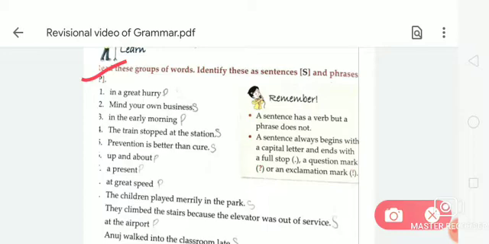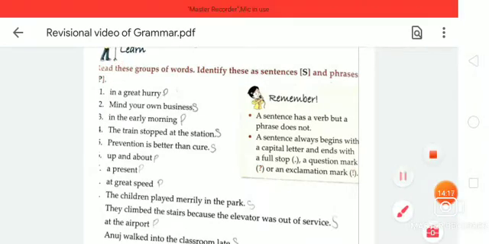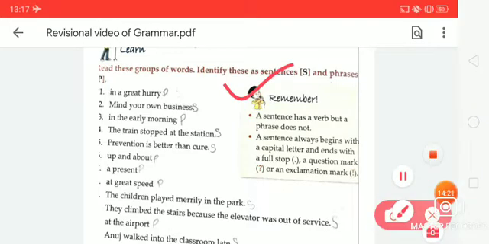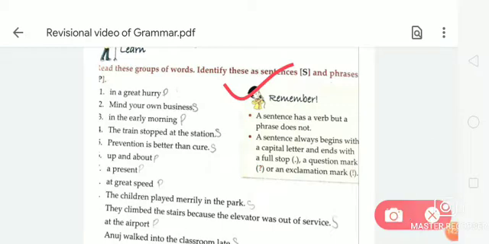The first instruction is: read this group of words and identify these as sentences or phrases. You will write P for the phrases and S for the sentences. So you must identify the given groups of words. Firstly, here are some notes for you.